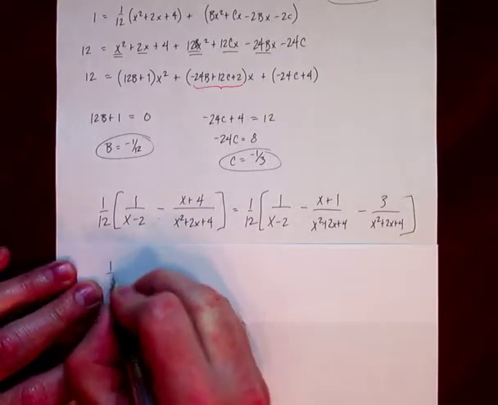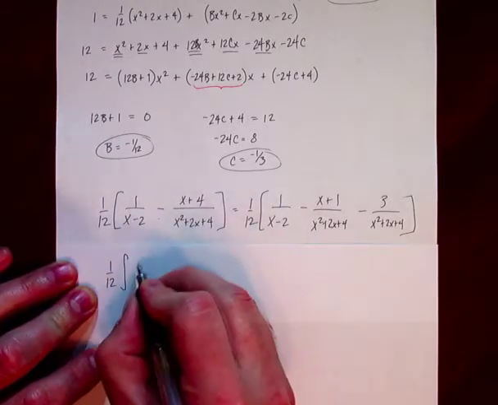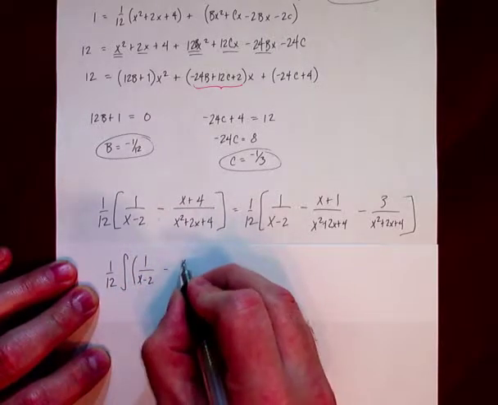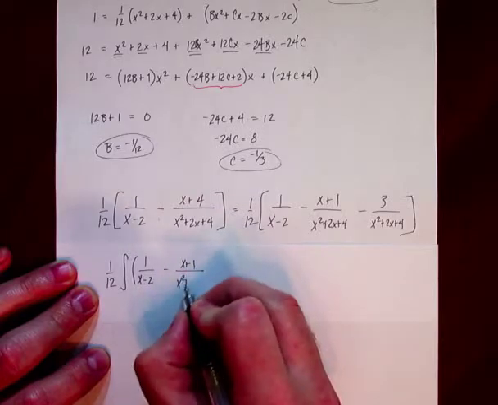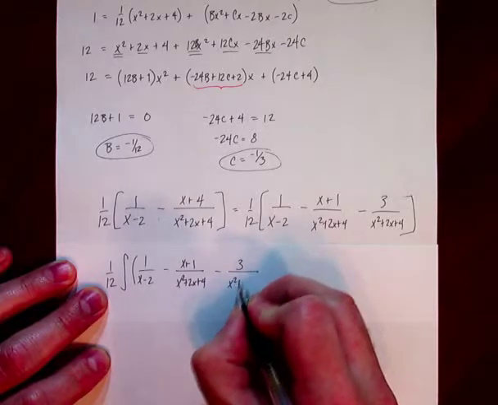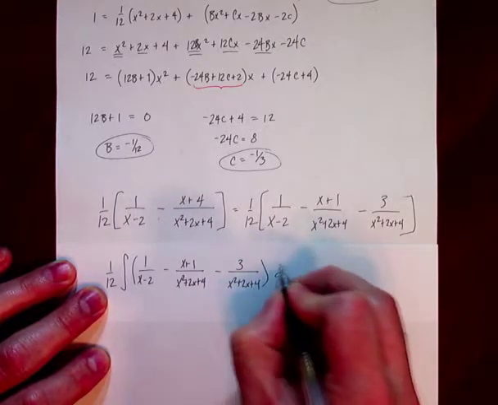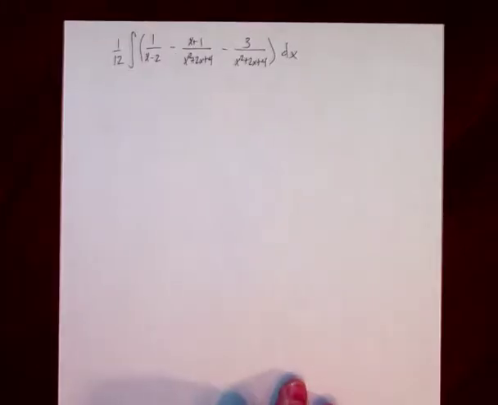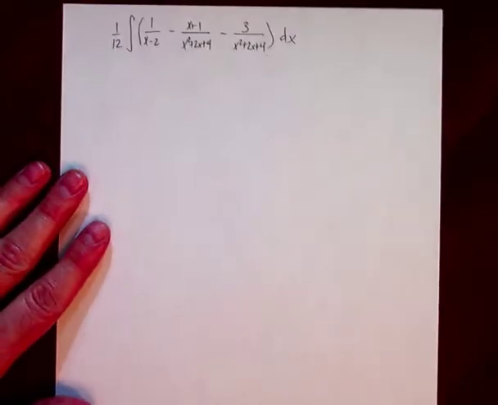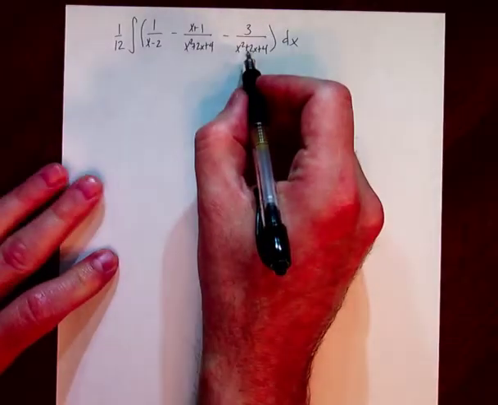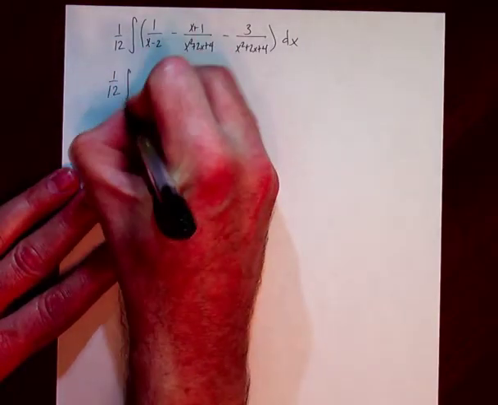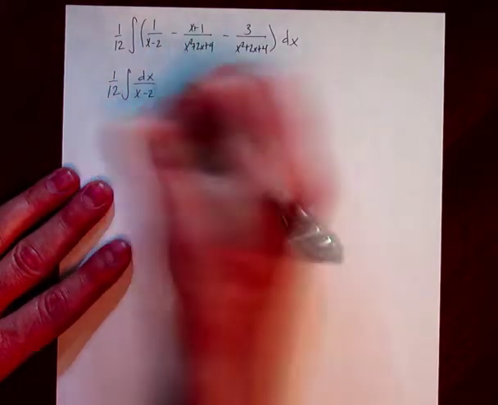And so we have 1/12 integral of 1 over x minus 2 minus x plus 1 over x squared plus 2x plus 4 minus 3 over x squared plus 2x plus 4 dx. Alrighty. Now the first two are going to be relatively straightforward, and it shouldn't surprise any of us. But this third one, kind of like, what the heck do I do with that? Well, let's go ahead and break them apart so we can treat them independently.